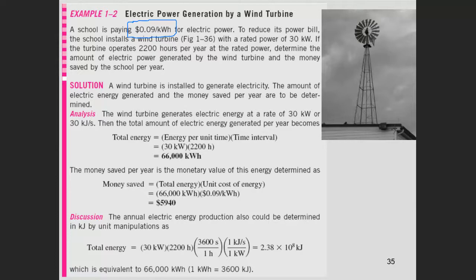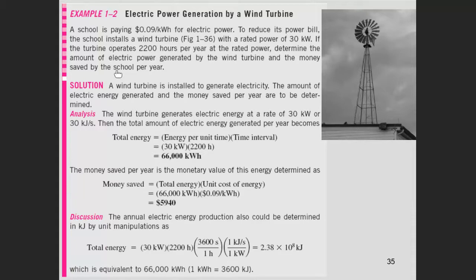So the school is paying $0.09 per kilowatt hour for electrical power. To reduce its power bill, the school installs a wind turbine, which has a rated power of 30 kilowatt. Listen, this is the rated power, 30 kilowatt. If the turbine operates 2,200 hours per year at the rated power, which is 30 kilowatt, determine the amount of electrical power generated by the wind turbine and the money saved.